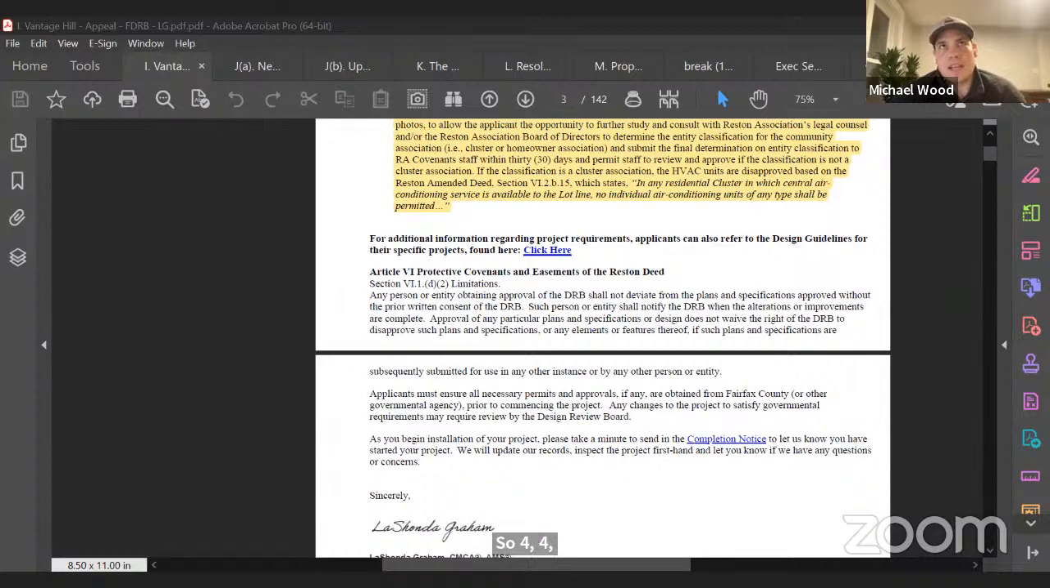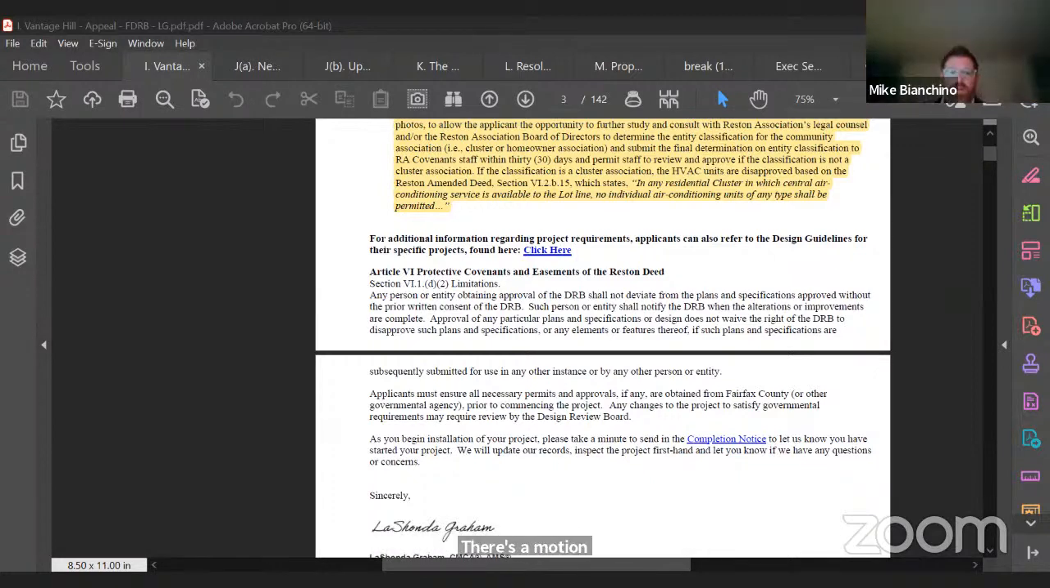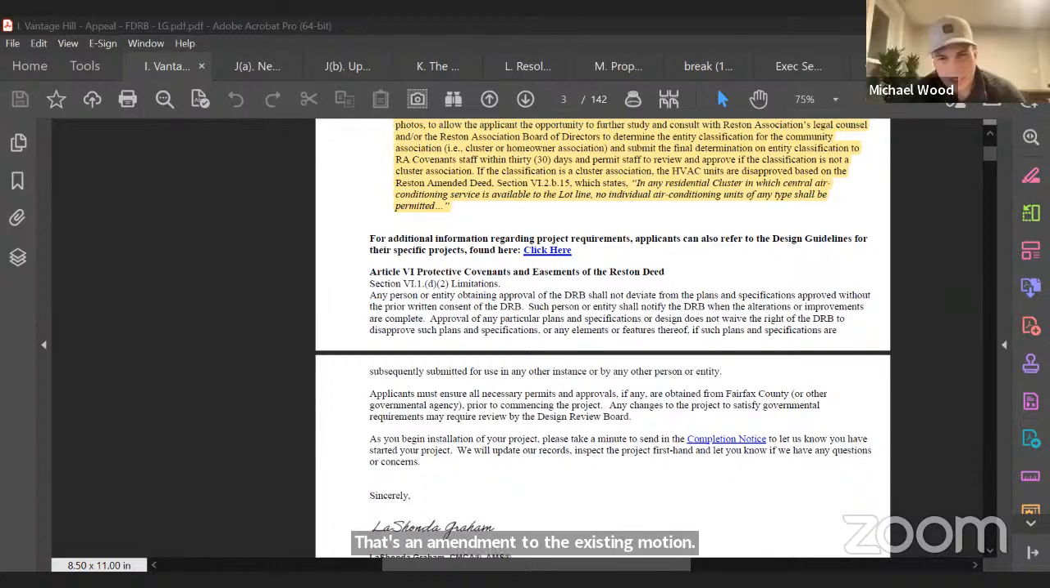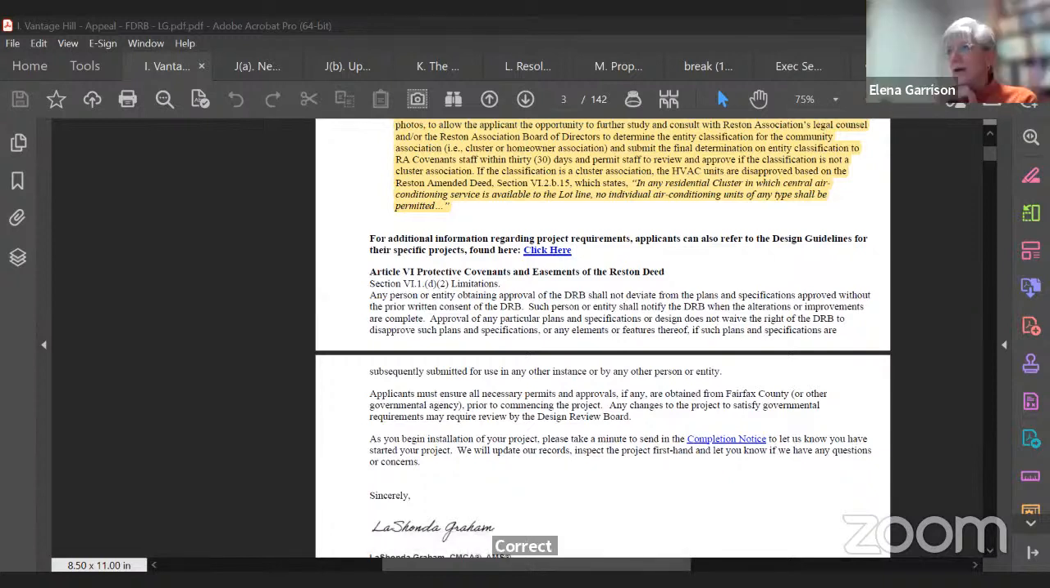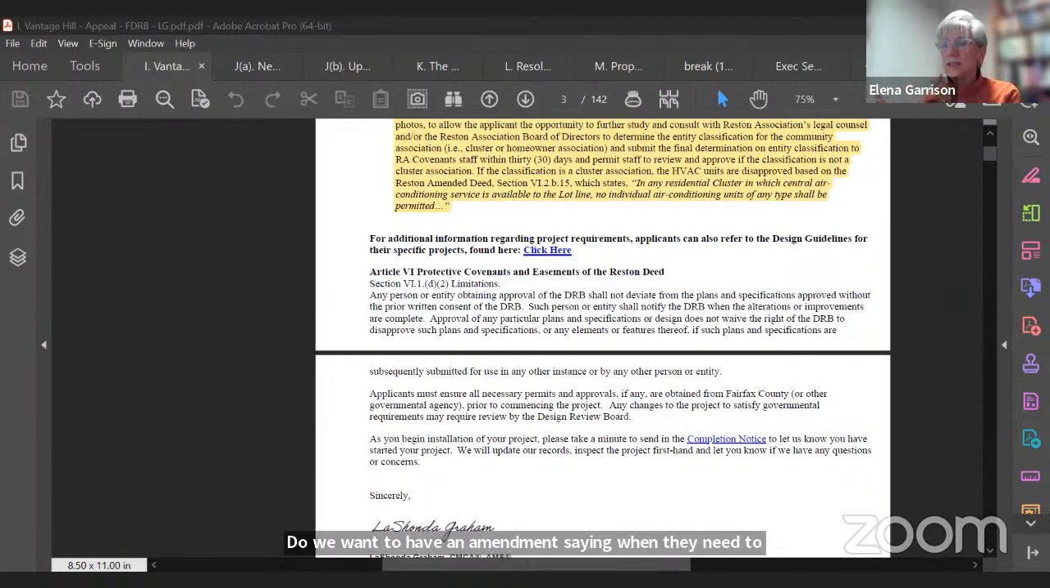Yeah, so what I'll do is I'll make a motion to offer a timeline of 42 months, which is 3.5 years for construction or for this approval. That's an amendment to the existing motion, correct? Well, I think Tony was saying I should do a new motion. Oh, okay. Do we want to have an amendment saying when they need to start by? Because the way it's written is you have to start in 6 months and end in 18 months, or are we all good?